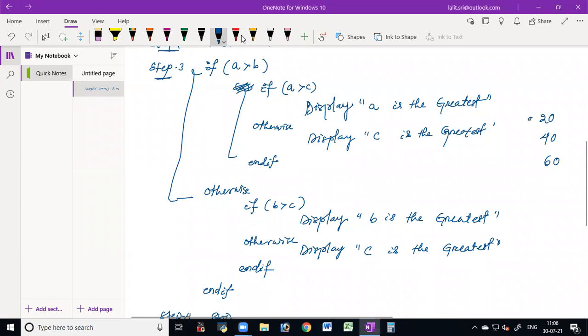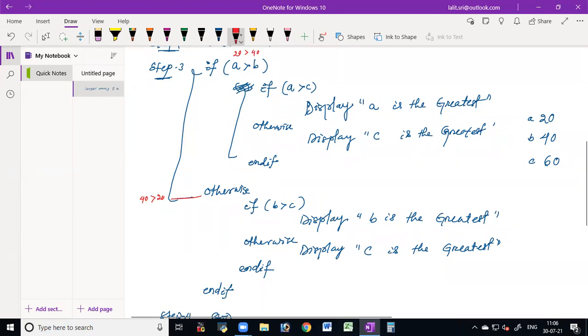This is A, this is B, and this is C. A greater than B, is it true or false? 20 greater than 40, is it true or false? False. Very good. So it will come to this position, that means 40 greater than 20. It will come to this position by discarding all these steps.